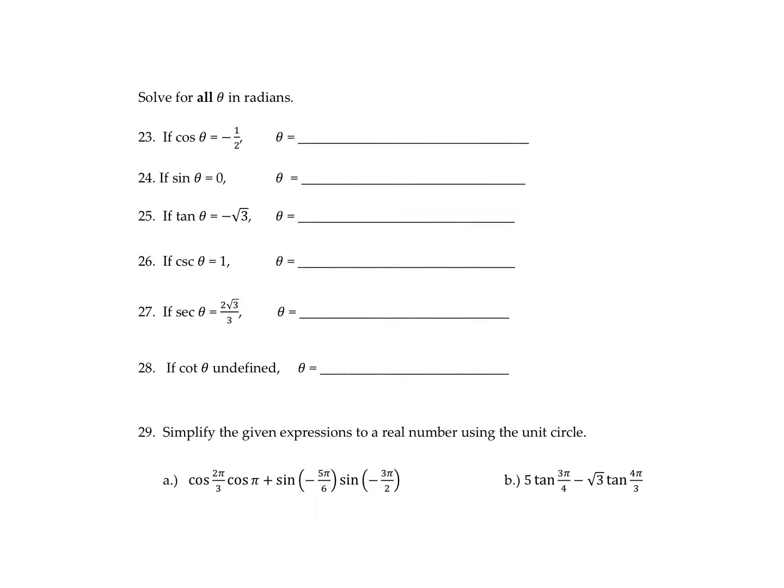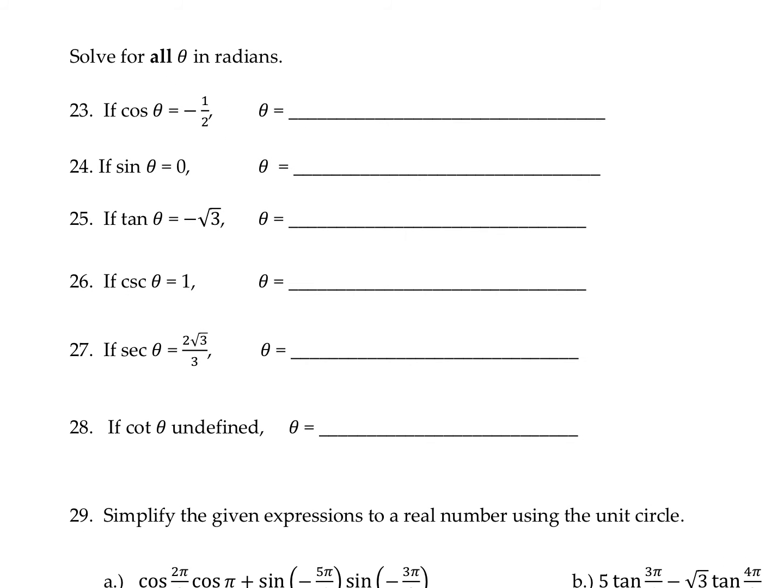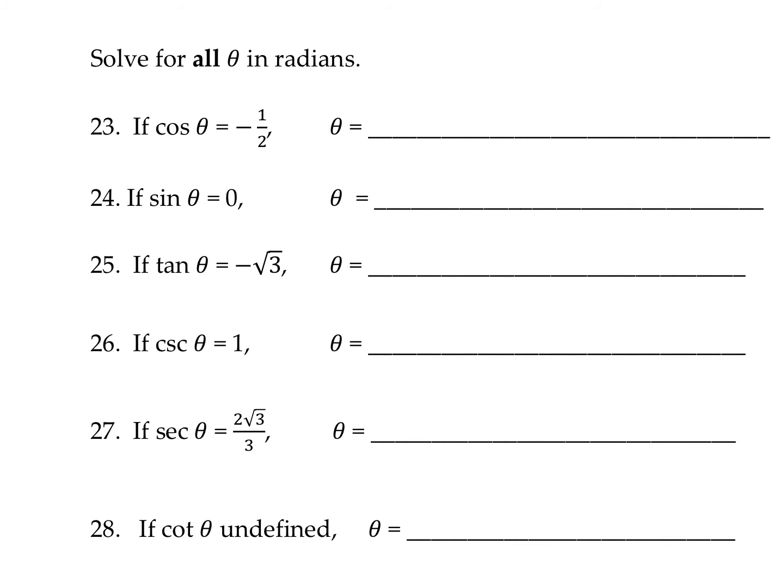All right, now we're going to talk about how we express theta for all radians, meaning how do we basically say it's this and every single coterminal angle related. So cosine of theta equals negative 1/2. So let's think about the unit circle. Cosine is negative in 2 and 3. So that would occur at 2 pi over 3 and 4 pi over 3.